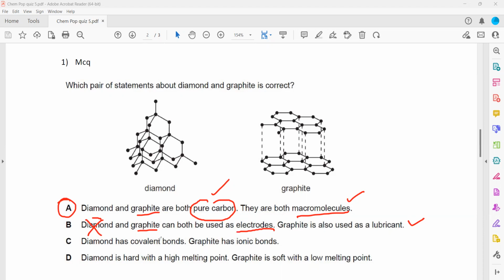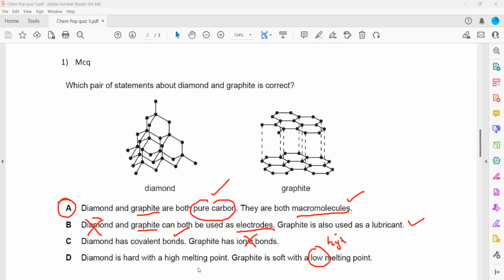In statement C, the diamond has covalent bonds and graphite is ionic. This is incorrect, because graphite also has covalent bonds, not ionic. Diamond is hard with a high melting point and graphite is soft with a low melting point. It is soft, but not the low melting point. They both have a high melting point.